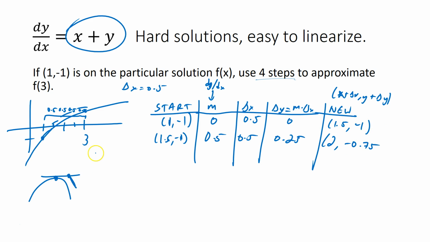So you must be increasing, right? My pictures are bad because I have no idea what this looks like, but it doesn't matter. All right, so our new point is 2, -0.75. So our slope there is x plus y. That's gotten from the differential equation. So 2 minus 0.75 is 1.25. Change in x is 0.5.